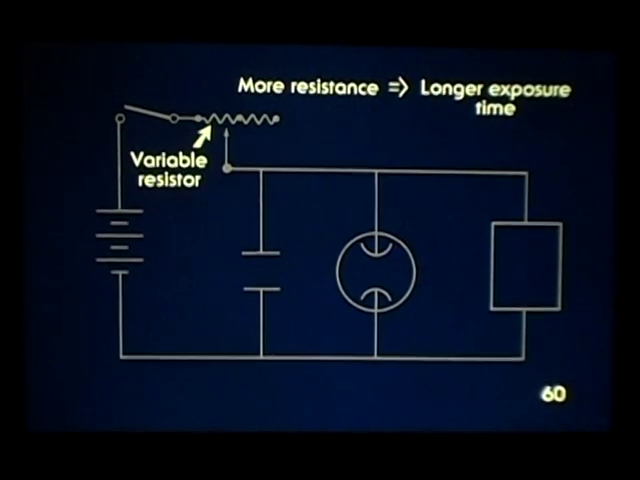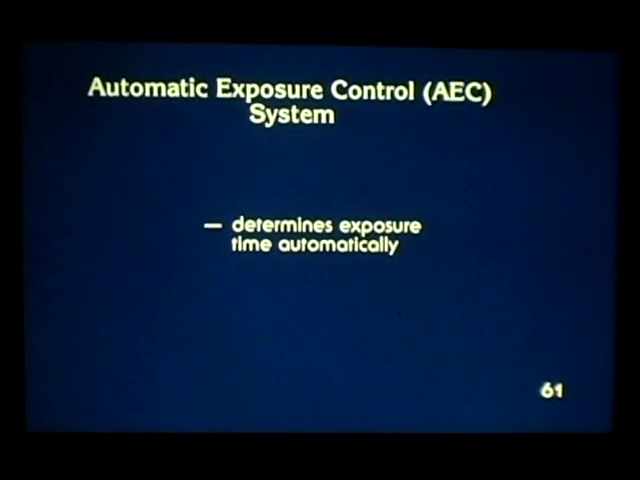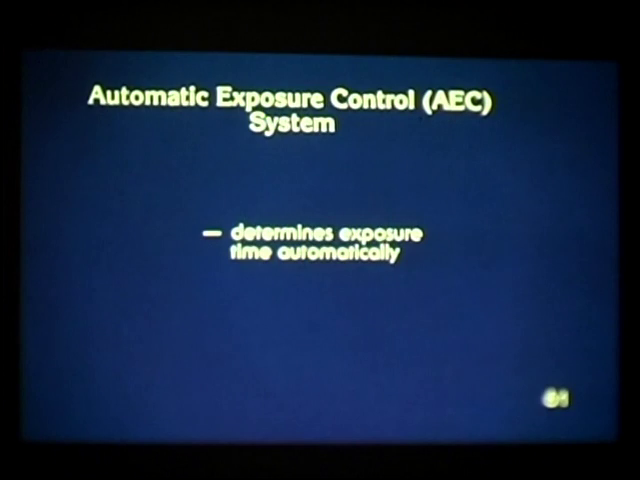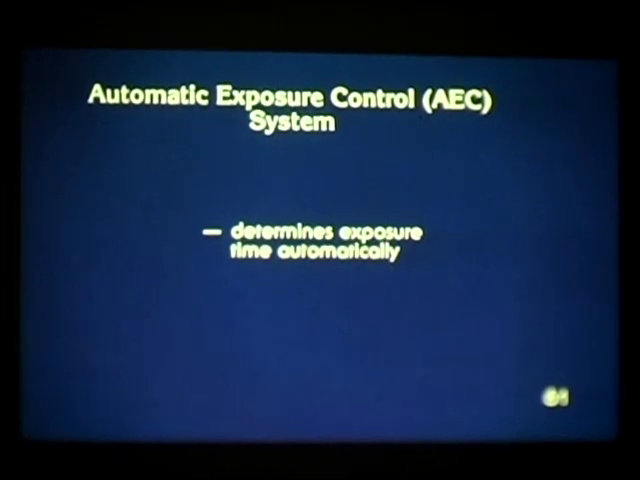Number 61. In the previous slides, we have shown how the length of the exposure can be controlled when the radiographer selects the appropriate exposure time. But there is another way to determine exposure time called an automatic exposure control system.